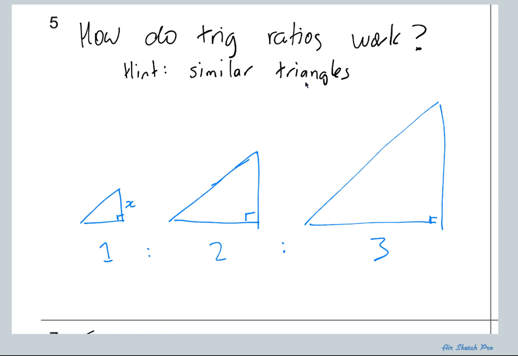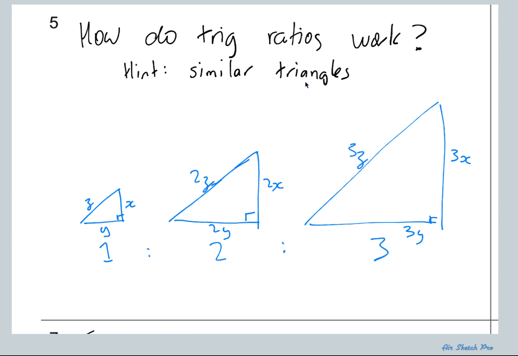So let's call this x. That would be 2x, and that would be 3x. If I call this y, this would be 2y, and this would be 3y. If I call this z, this would be 2z, and this would be 3z.